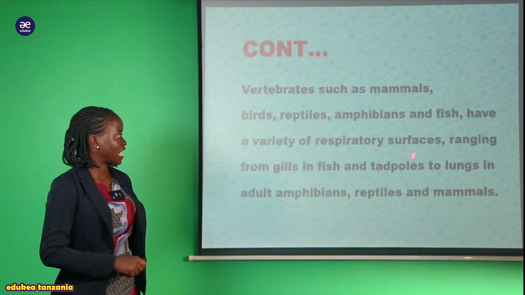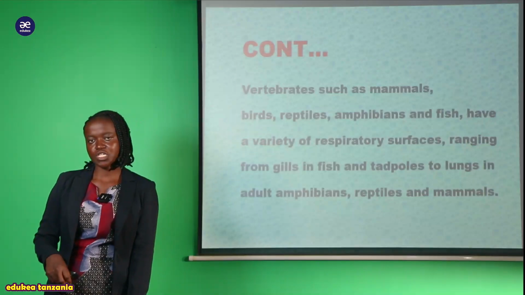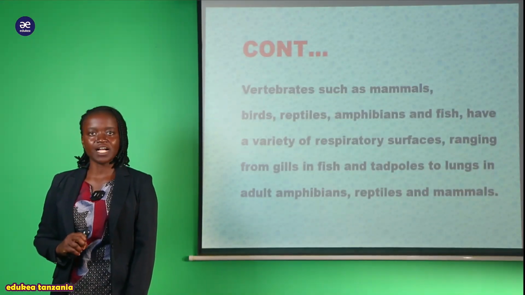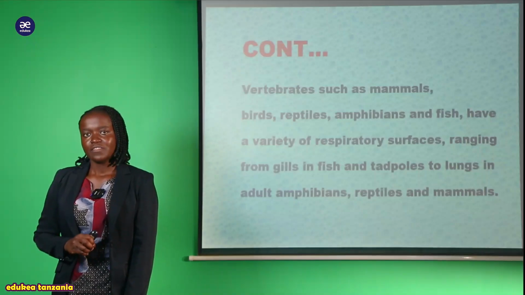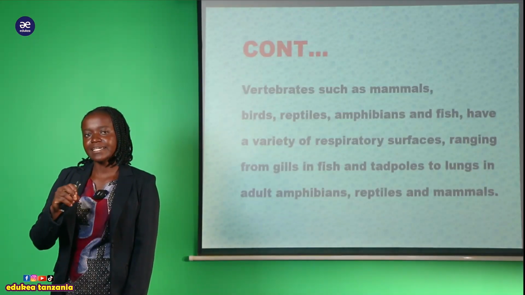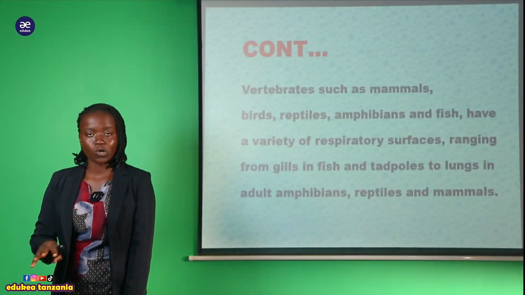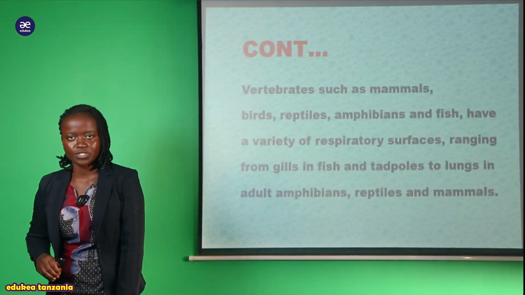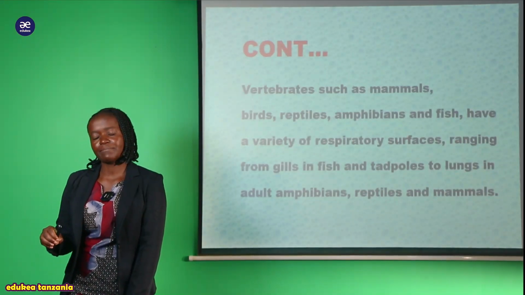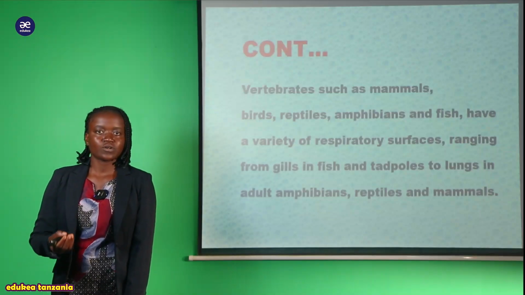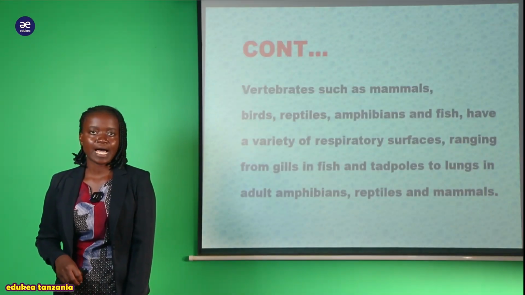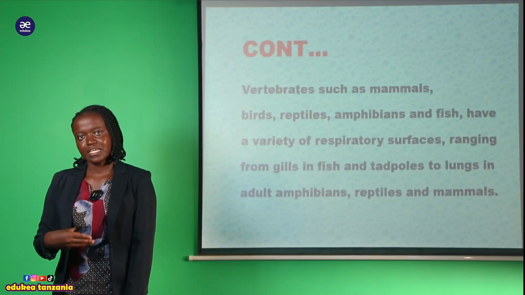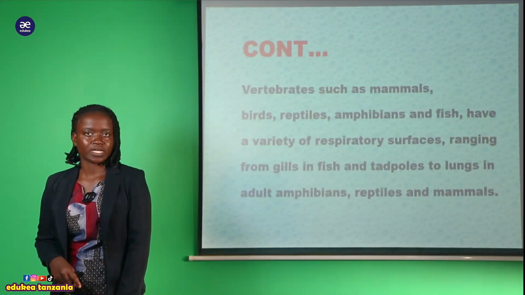But lastly, we have fish. Though fish are found within the water, in the aquatic environment, they respire by taking in oxygen from the water, since within the water there is also the presence of oxygen. So they take oxygen, and that oxygen will be used in their body. But while they are taking oxygen, they also remove carbon dioxide.